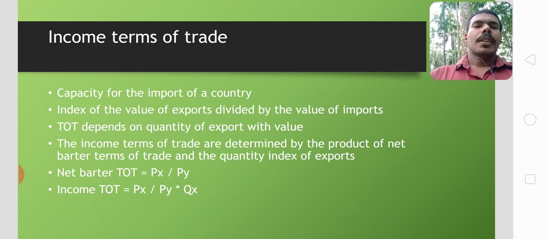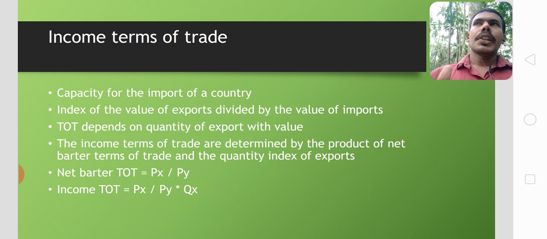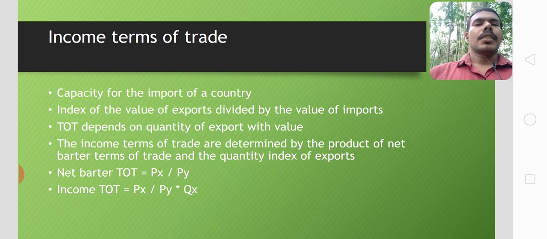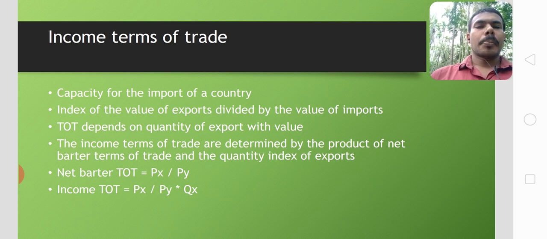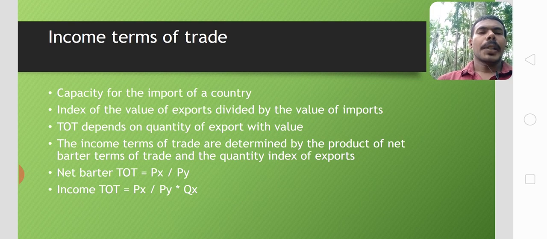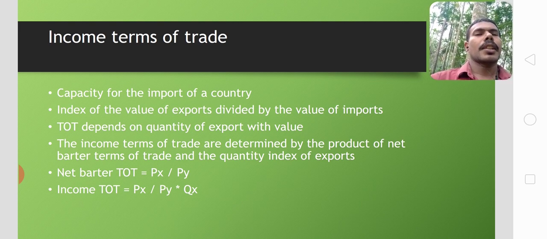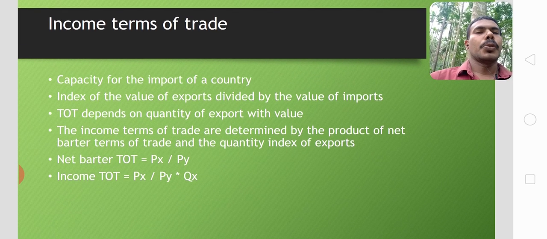When we multiply the commodity terms of trade or net barter terms of trade with the total export quantity, then we will receive the income terms of trade. As income, price into quantity, is total revenue or income. In the same fashion, we can measure the income terms of trade. That means the export price by import price into total export quantity. This is the income terms of trade, which shows the capacity of a nation for import of commodities and services.